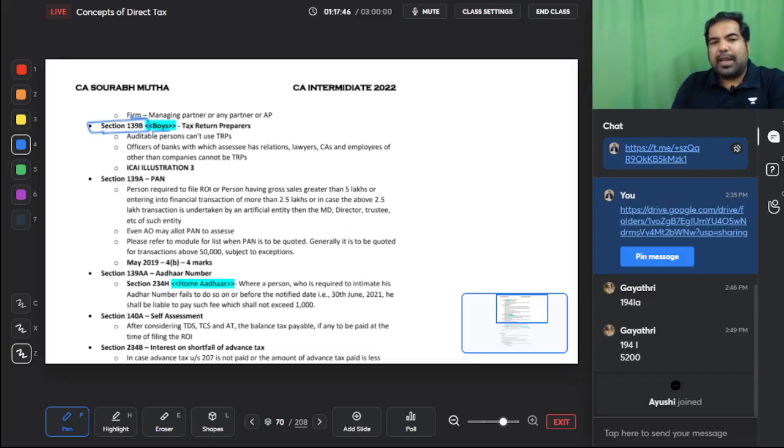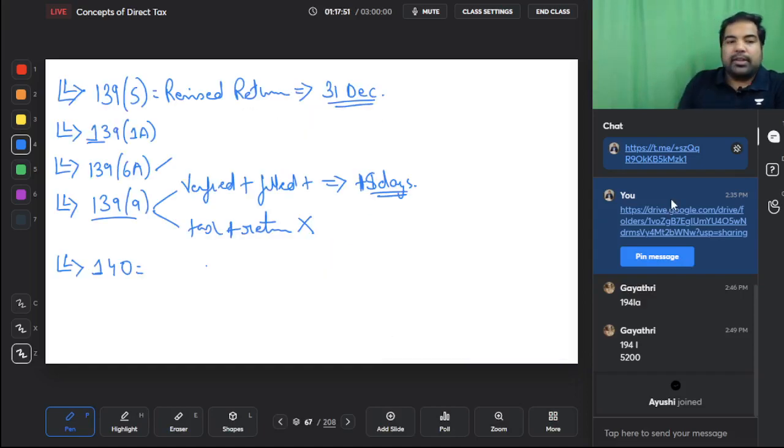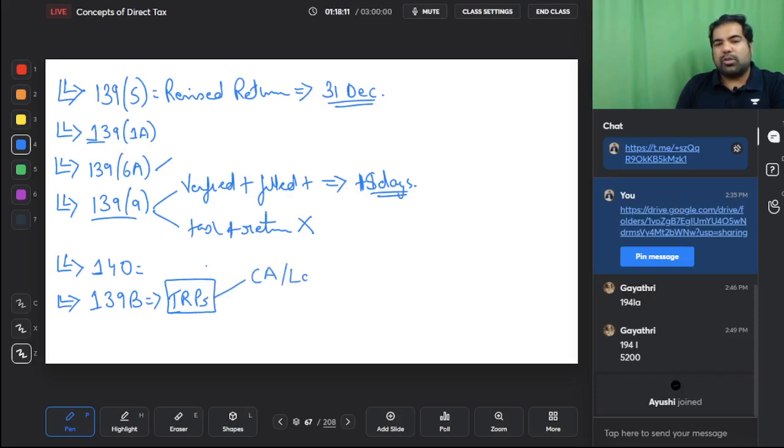139B, that is boys, tax return preparers. Let me explain what that is. Guys, going to a CA to file a return can get a little expensive. Just like in GST, we have something called GST practitioners. Here under 139B, there are tax return preparers called TRPs, who are people who can help you file your returns. Who are these people? These are anyone, but they cannot be a CA or a lawyer, or someone who is working other than for a company. If you're working for a company, no problem.